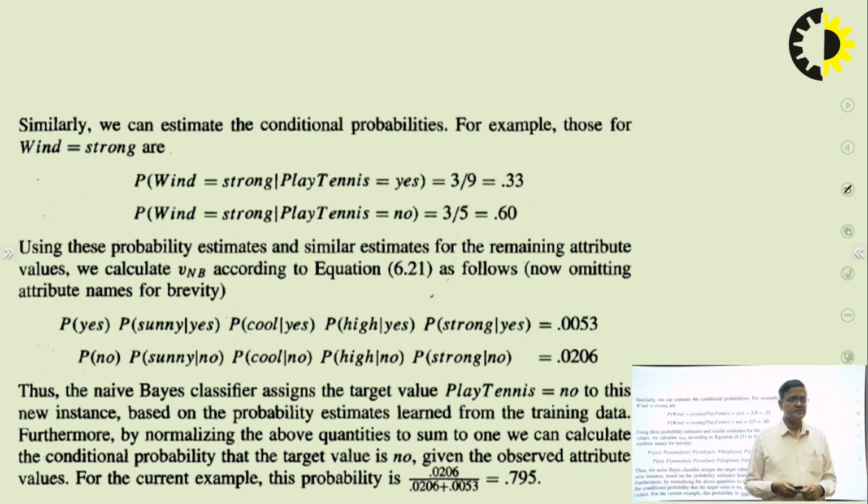So now we can estimate the conditional probabilities. We will take the example of one attribute, which is wind equal to strong, and we have to find the probability of wind equal to strong given the target value, which can be yes or no. So we see P(wind = strong | play tennis = yes), when the target value play tennis is equal to yes.